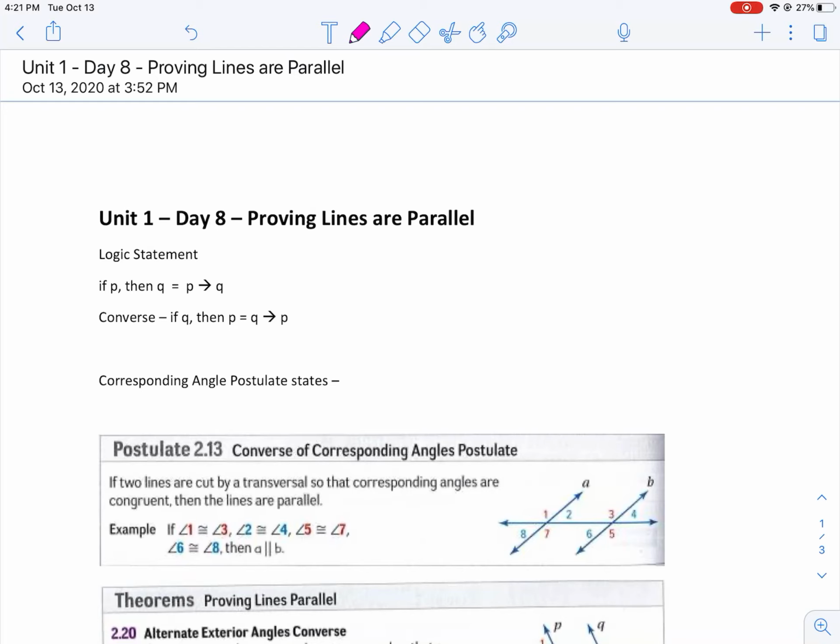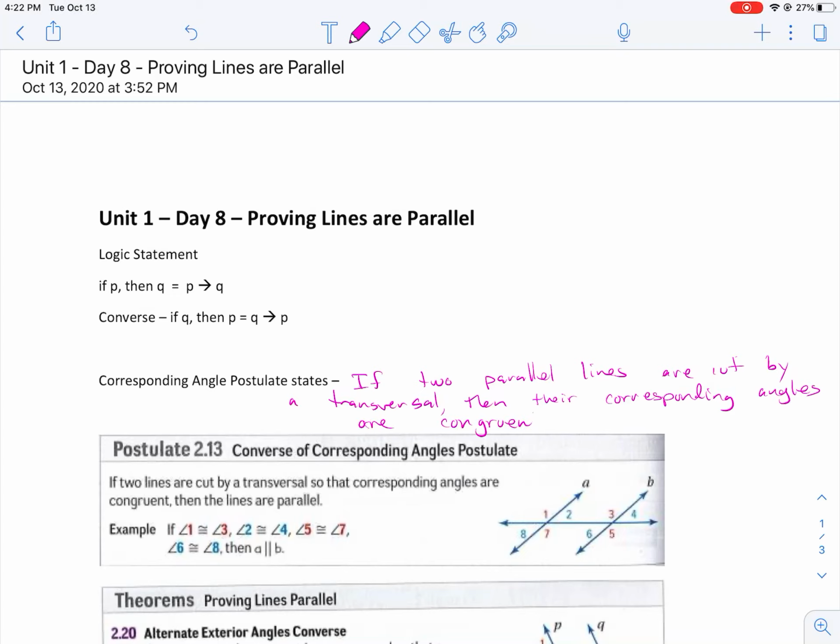Well, let's talk about the corresponding angles postulate. It says if two parallel lines are cut by a transversal, then their corresponding angles are congruent. Okay, so that was what this statement said in the last unit.